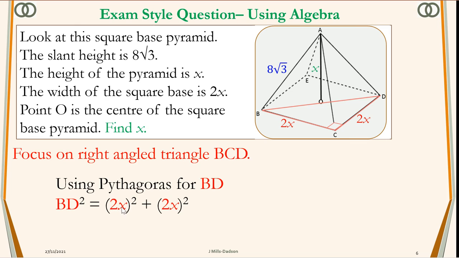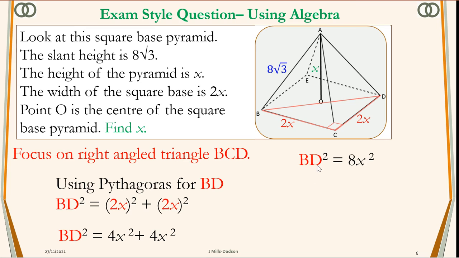Now be careful. 2x squared is 2x times 2x. So the answer, be careful, is not 2x squared. The answer is 4x squared. So we have 4x squared plus 4x squared, that will give us 8x squared. So BD squared is equal to 8x squared.